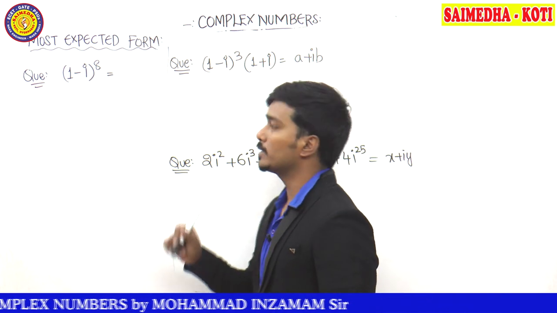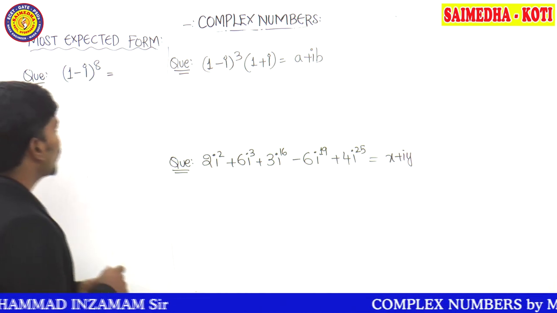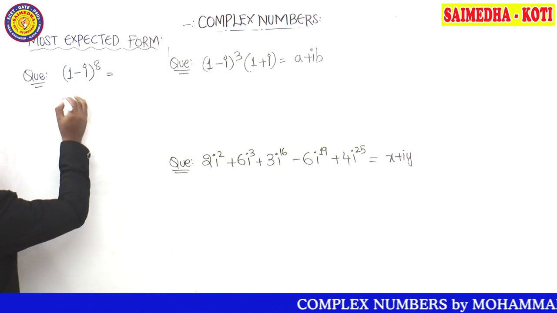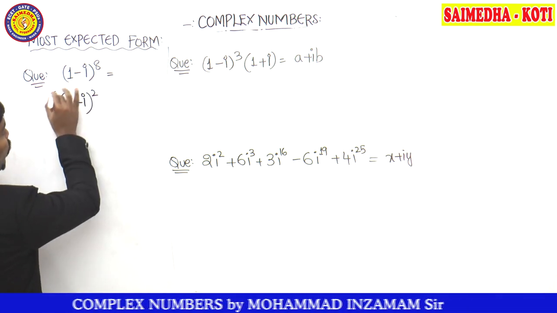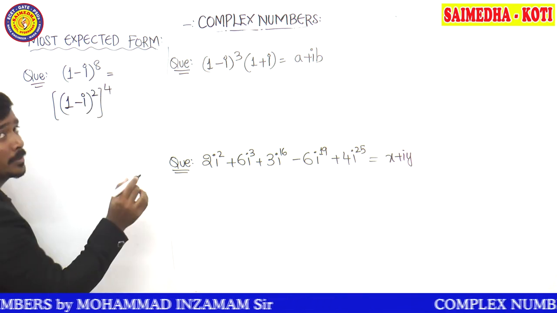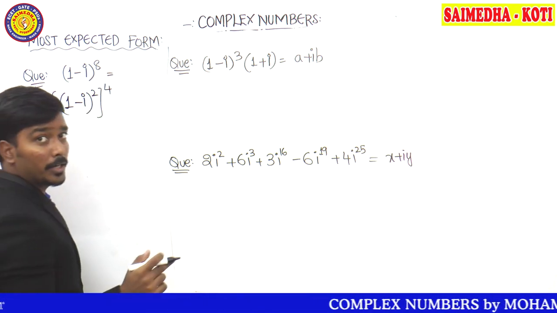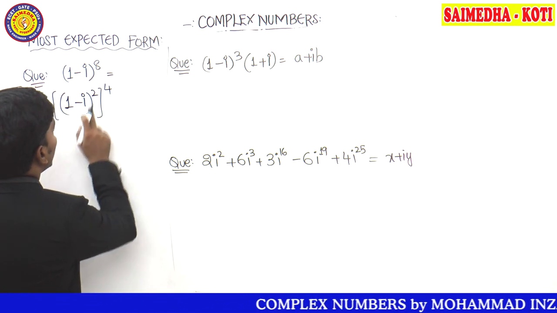Question given is 1 minus i whole to the power of 8. So how can we write this 1 minus i whole to the power of 8 now? It can be written as 1 minus i whole square whole to the power of 4. Shall we write? 2 4 times 8. Shall we write it or not, guys? Yes, we can write. So 1 minus i whole square.